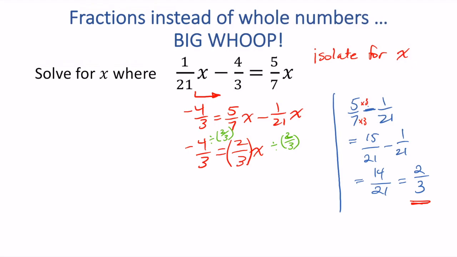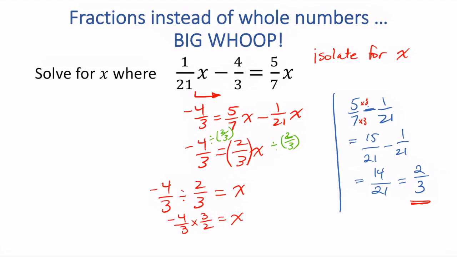So let's write that out in full. We've got negative 4 over 3 divided by 2 over 3 equals x. And again, we covered division in class. So what we can do is we can flip the division, change the division to a times and flip that second fraction. So the 2 over 3 becomes 3 over 2, and that will be the exact same question.